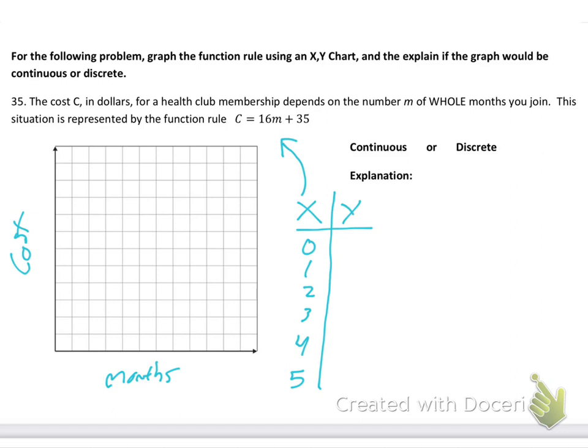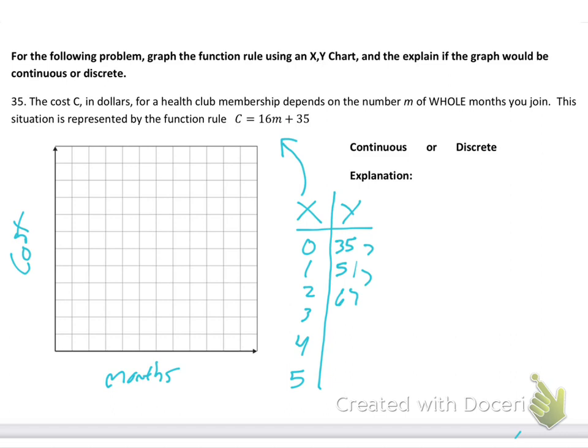So the first one, for the first month, I plug 0 in and I get 35. Then I plug the second one and I get 51. The third one in, it's gonna be 67. And then so you should be able to notice a pattern here. So it looks like I'm going up by 16.